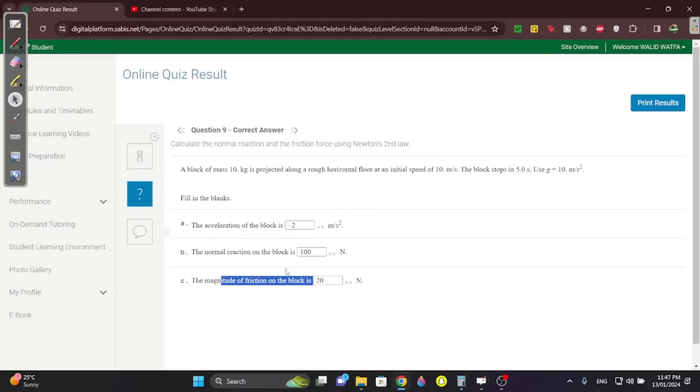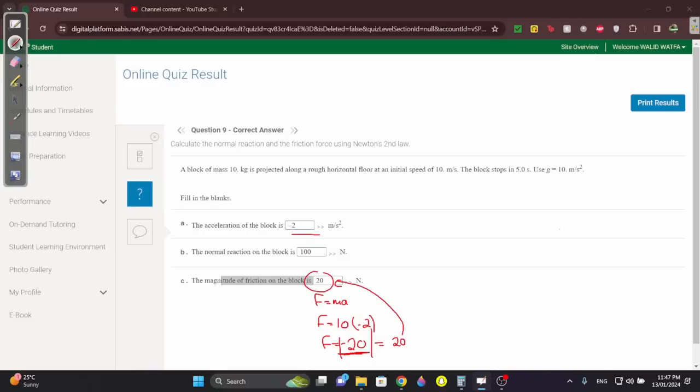The magnitude of friction is how many newtons? To find friction, force equals mass times acceleration. Here the mass is 10, and the acceleration was negative 2 that we found in part A. So you'll get negative 20, but a force can never be negative, so you take the absolute value, which is 20, and that's the answer: positive 20 newtons.